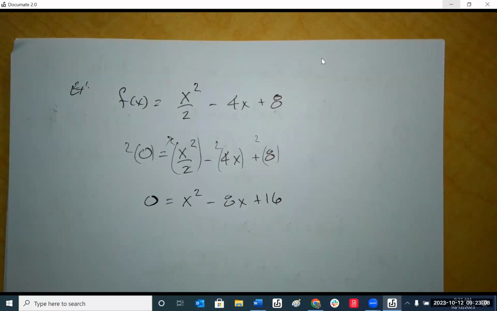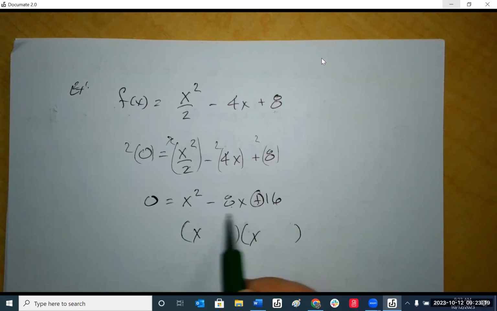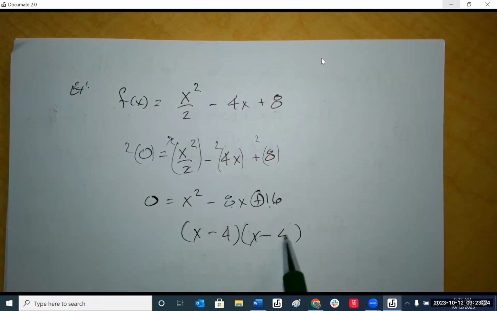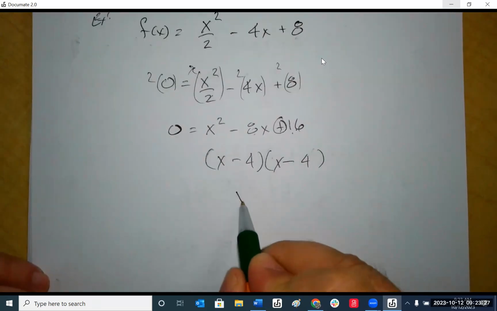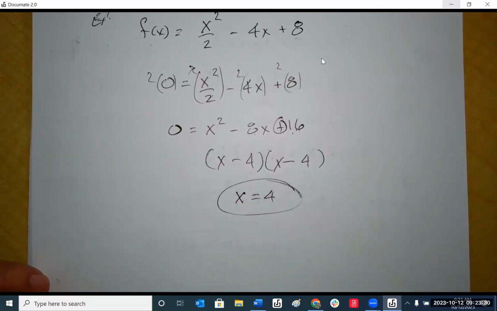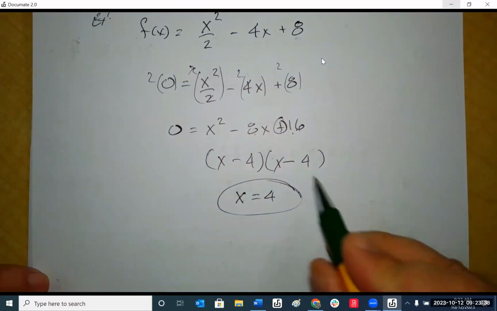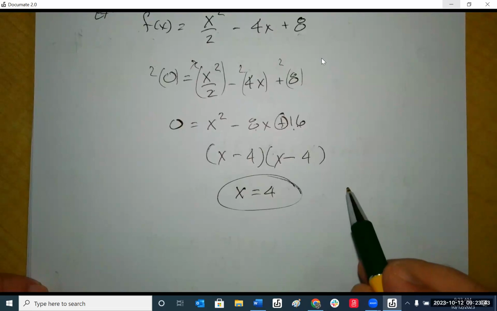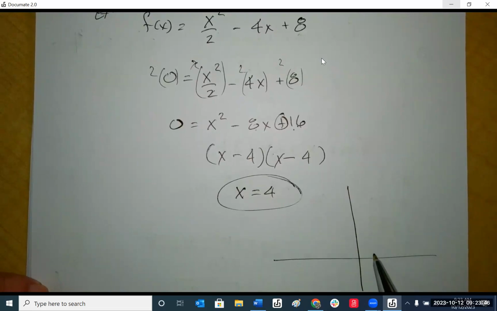Can we factor it? What times what is 16, and when you add them, you get 8? They're both the same sign, both minus. 4 times 4 is 16. And so our only answer here is this. What does that tell us? If both of these answers are the same, what does that tell us? X is 4.